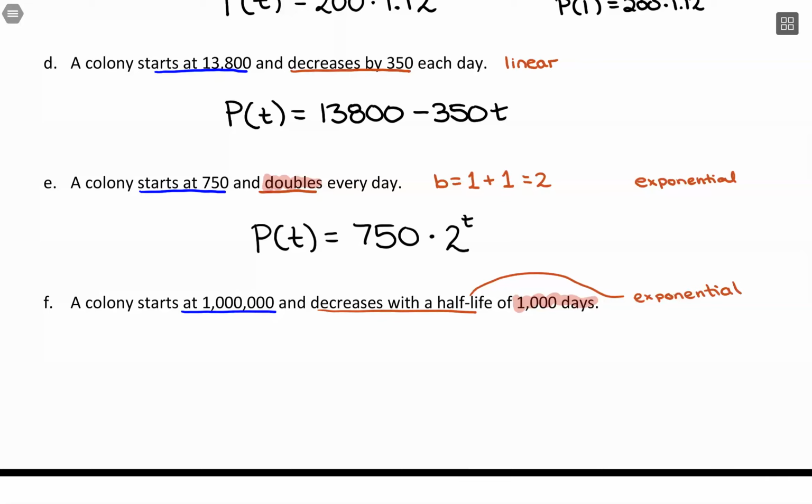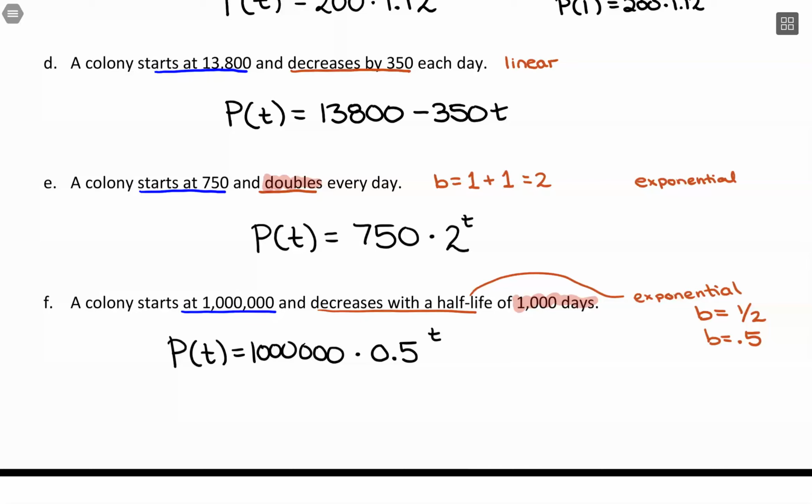So what we're going to be seeing here is when we go to find b, it's a half-life, b is going to have this factor of 1/2. It's decreasing, so it's like b is 0.5, or you could think of this as taking 100% and taking away 50%, so we're left with this 50%. So let's put this together with our initial value of 1 million. Our growth factor of 0.5, or you could put in the fraction 1/2, and then t.